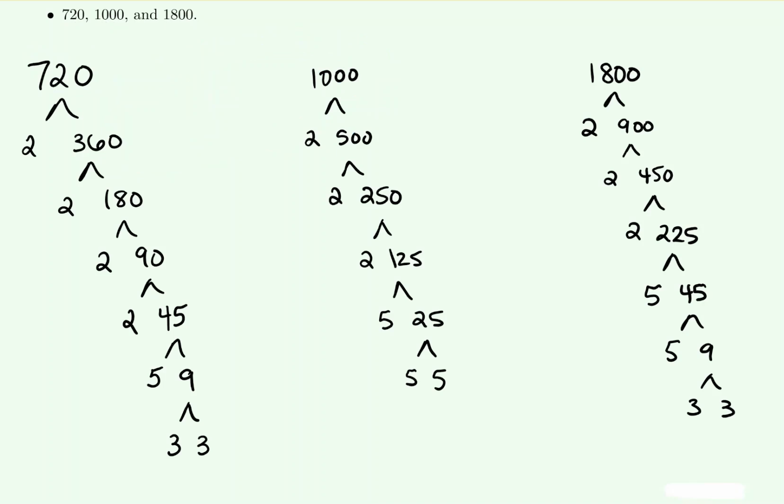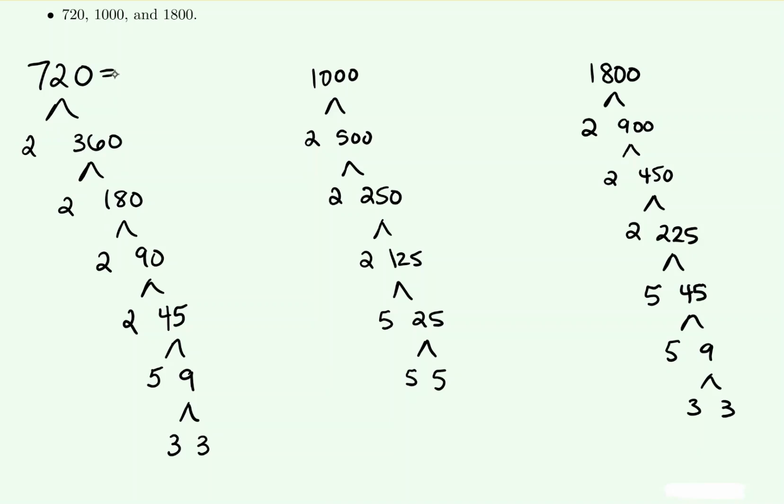So possible factor trees for 720, 1000, and 1800 are written here. Now, depending on how you chose to start your factor tree, yours might look different, but our prime factorization should still be the same because the intermediate values might be different based on how you're dividing them, but you'd still end up with the same prime factors at the end.